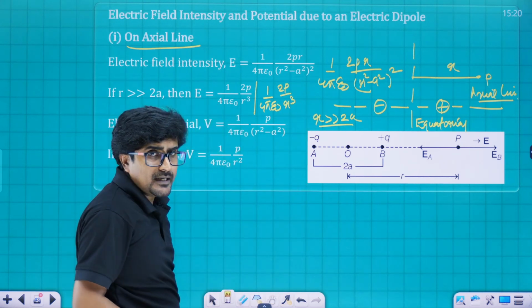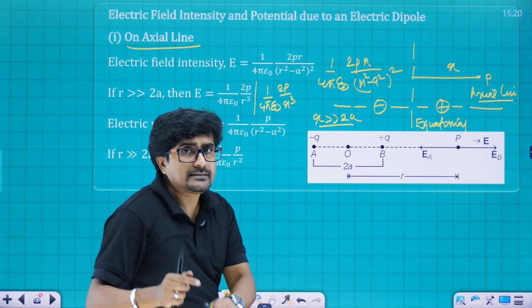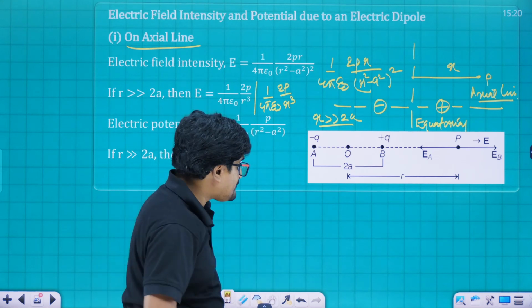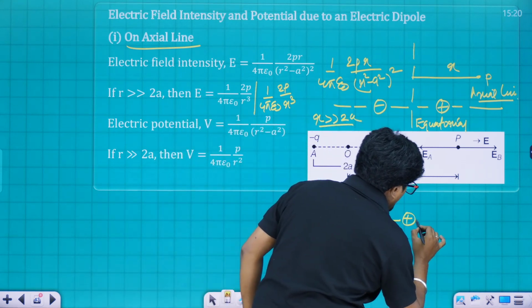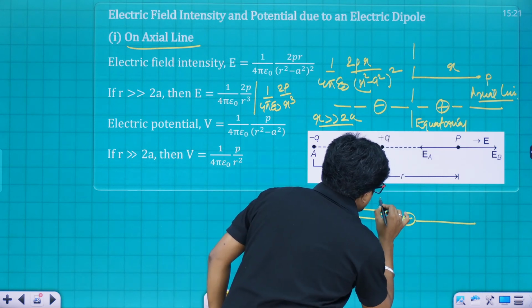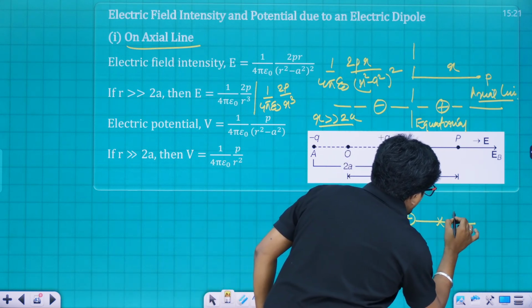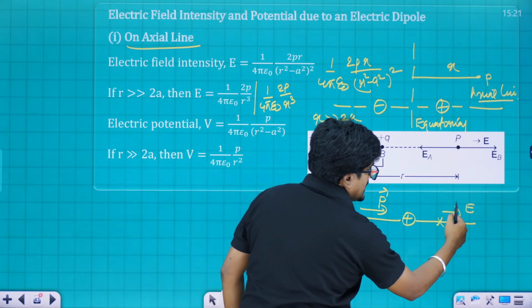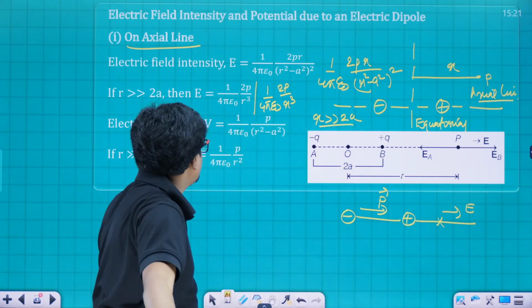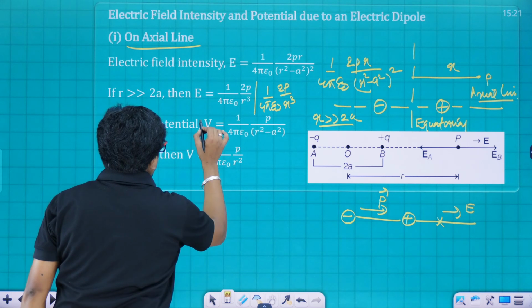And the most important part is you must know on the axial line, the electric field is supposed to be in the direction of dipole moment. So here the dipole moment was from negative to positive, so the electric field is also supposed to be in the same direction. Okay, and what about the electric potential?